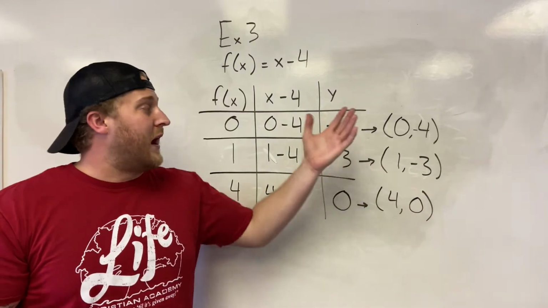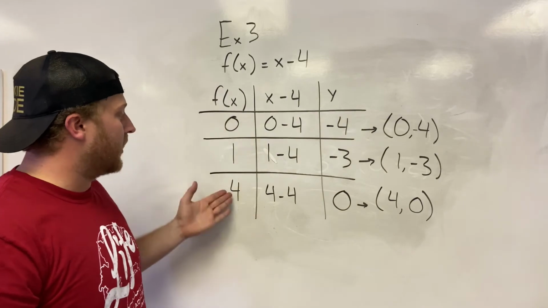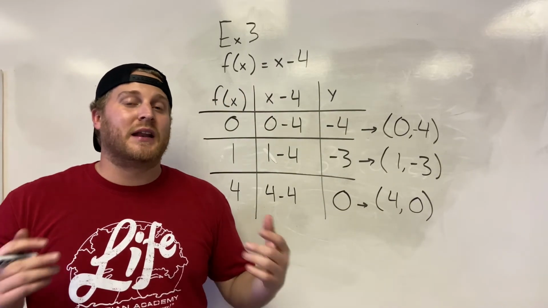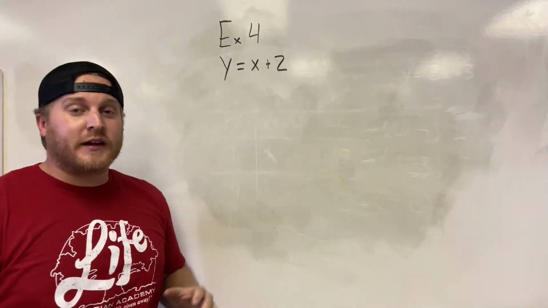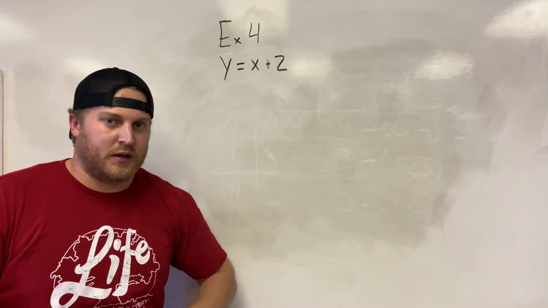And that's it. That wraps up example 3, and that's how we find 3 ordered pairs using our own x coordinates and the equation they gave us. Let's do another example, and I believe in the next example we're going to start graphing lines on the coordinate plane. All right, example 4 says graph the linear equation y equals x plus 2.